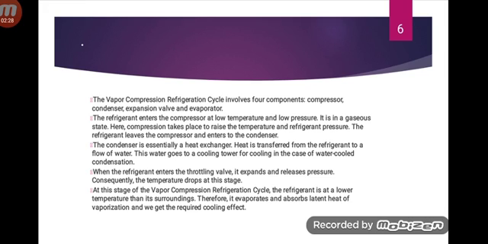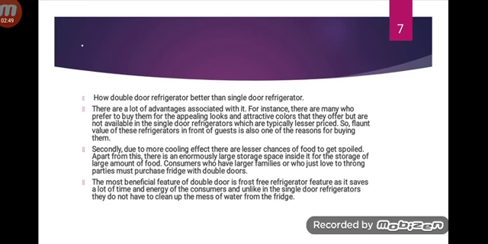When the refrigerant enters the throttling valve, it expands and releases pressure. Consequently, the temperature drops at this stage. At this stage of the vapor compression refrigeration cycle, the refrigerant is at a lower temperature than its surroundings. Therefore, it evaporates and absorbs latent heat of vaporization and we get the required cooling effect.